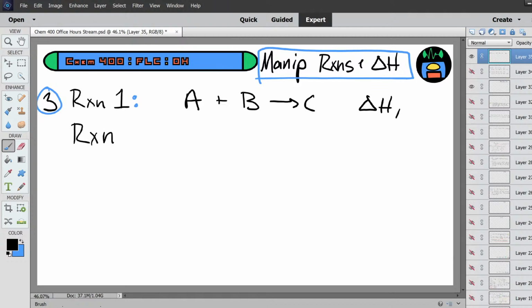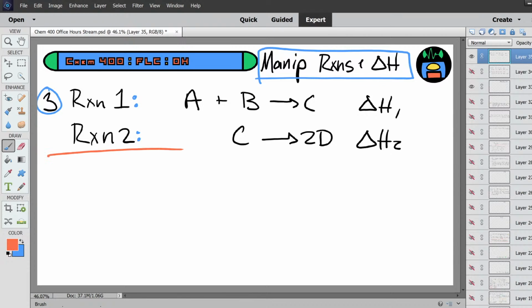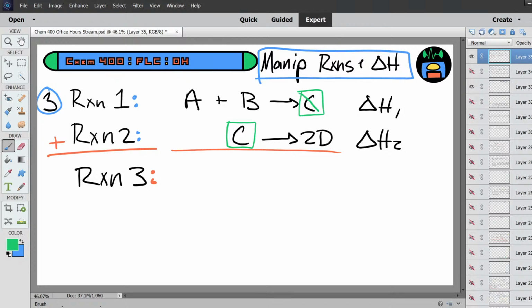Let's say we have a reaction number 2, where you have C decomposing to form 2 molecules of D. We'll say this is a delta H of 2. Now let's say you add reaction 2 and reaction 1 together to get a new reaction, which we will call reaction number 3. If we add these two together, you'll notice that you have 1 mole of C on the reactant side, 1 mole of C on the product side, so these cancel, and you get A plus B producing 2D. This is reaction number 3.